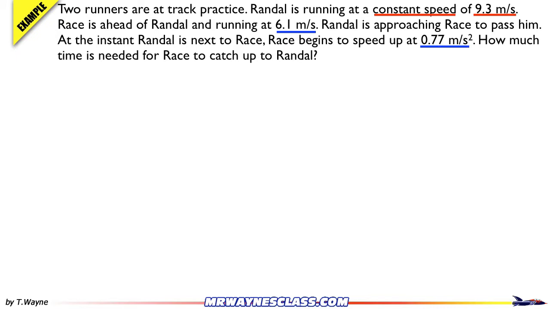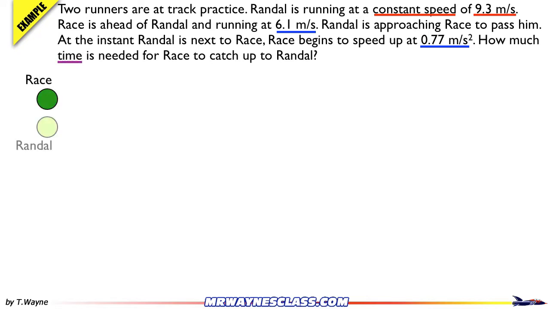So our rule is for every acceleration we have a list of givens. In this problem, I have two accelerations, one for Randal, one for Race. That means I'm going to have two lists of givens. Now let's look at the question: how much time is needed for Race to catch up to Randal? That's time. So time is my unknown.